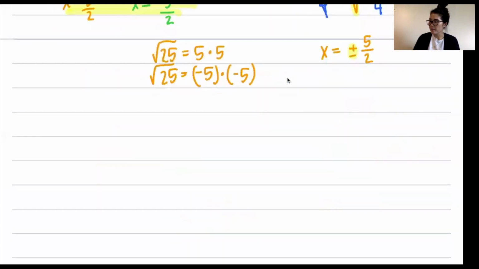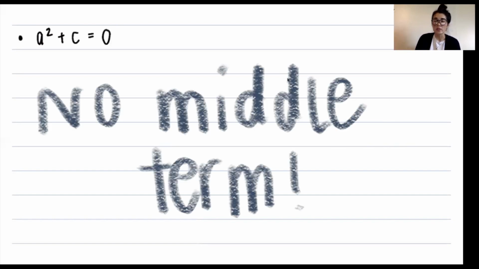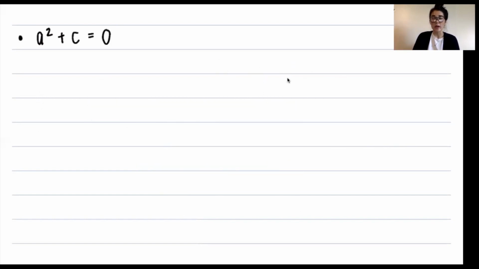Okay. Now, before we look at another example, I want to remind you of a couple of things about the square root method. It works when you have this form: A squared plus C is equal to 0, or in this case, some sort of number. So again, it's A squared and C. You're not going to have that middle term of BX. So again, it's just a squared term and a number.